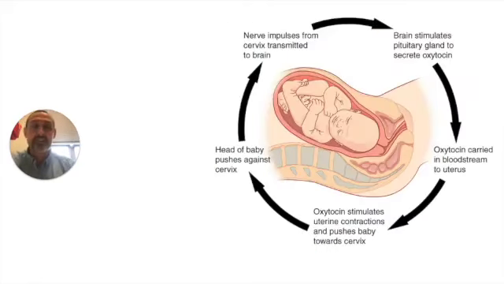An example of positive feedback would be birth. The baby's head is pushing against the cervix. That causes a message to be sent to the brain, where the brain releases a hormone called oxytocin, which causes the uterus to contract, which makes the baby's head push even harder against the cervix. Your body keeps secreting more and more oxytocin. Those contractions get more and more intense until the cycle is broken by the delivery of the baby. That's an example of positive feedback.